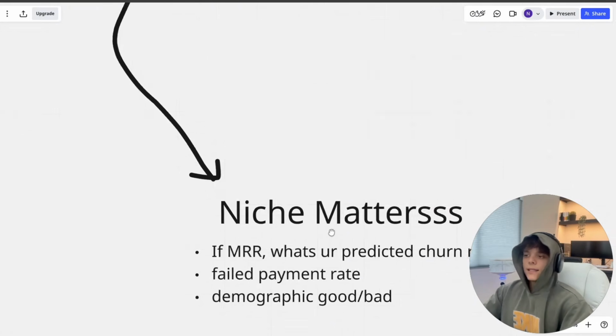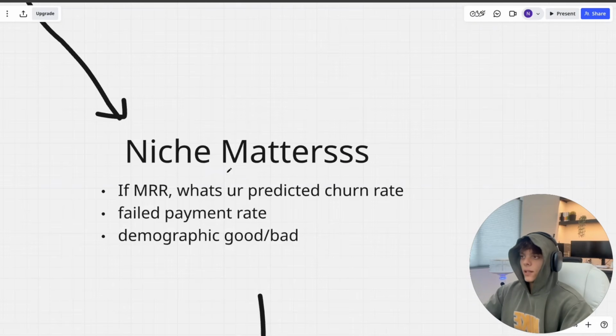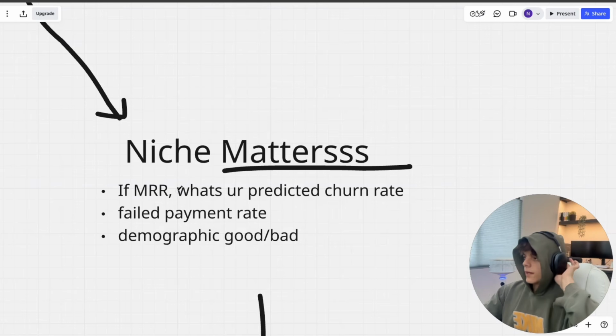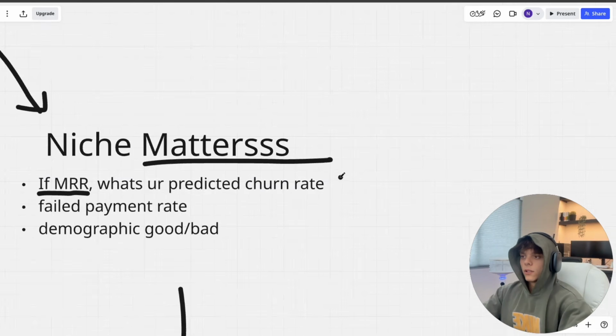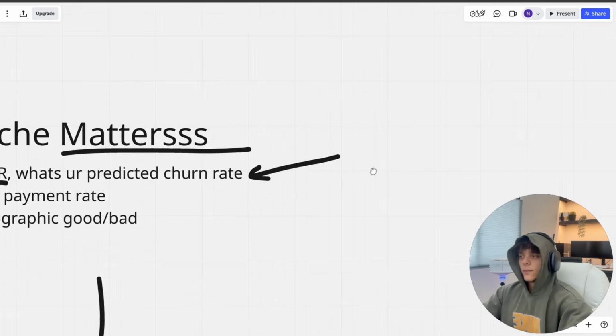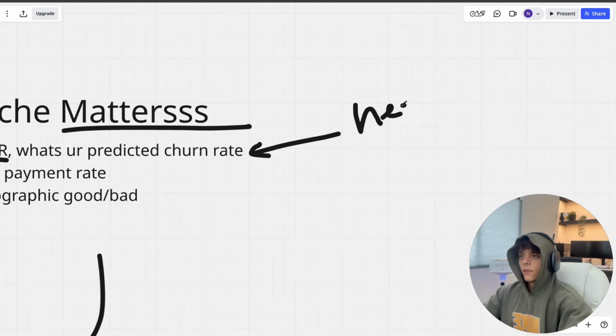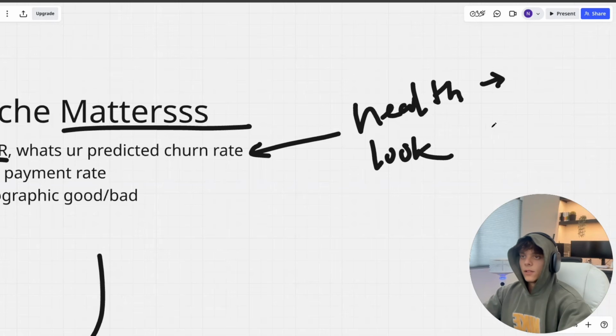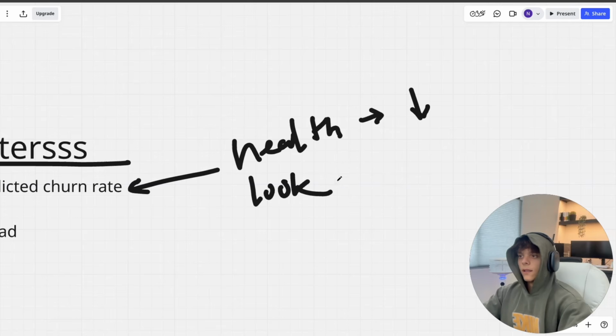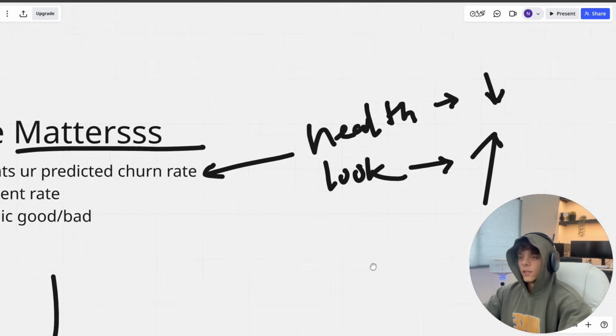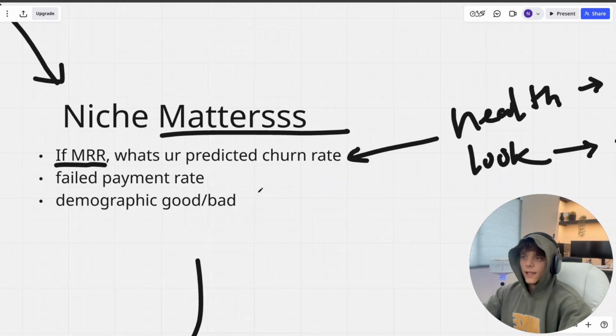But the next thing we need to talk about, right, is niche matters. Niche really matters, especially and mostly for MRR. I want to briefly talk about this because I know most of you guys don't do it. If you're doing an MRR product, you need to understand what your churn rate's going to probably be. Something that's more health related rather than looks related, the health stuff's going to have a much lower churn rate, and the looks stuff, because it's more of a commodity, is going to be much higher. So you need to understand that and be able to prepare for what you expect it to be.